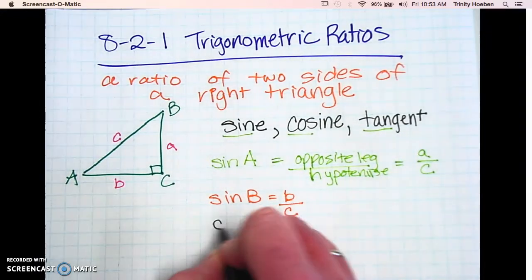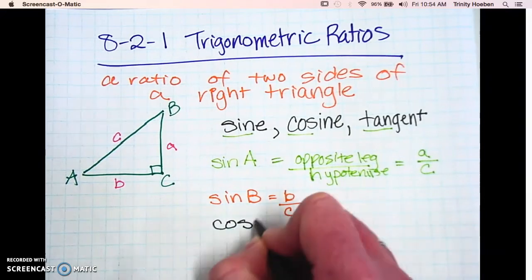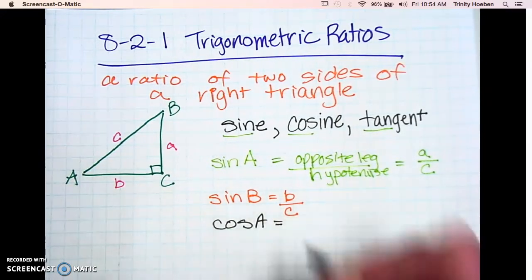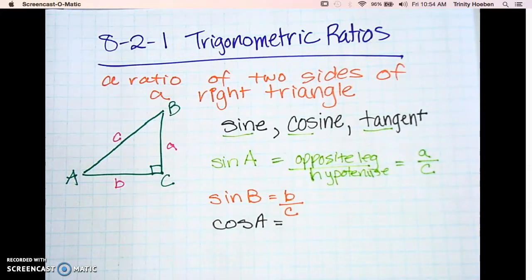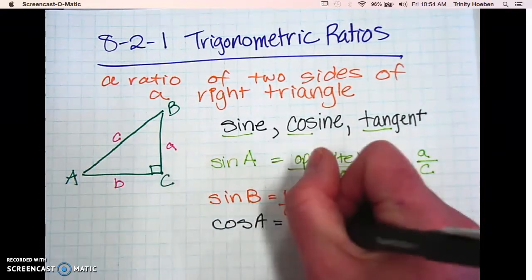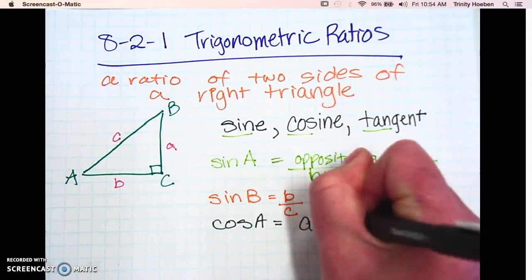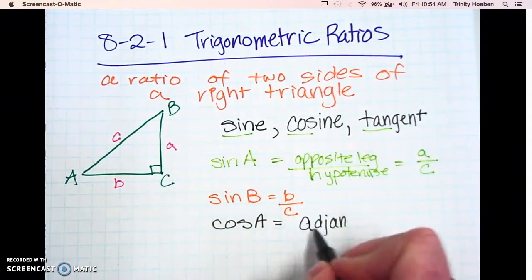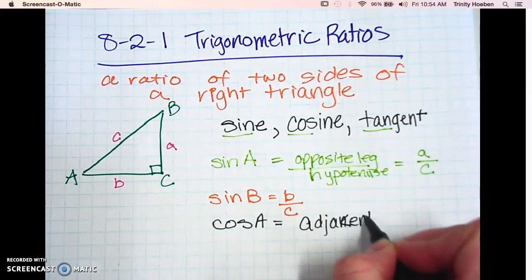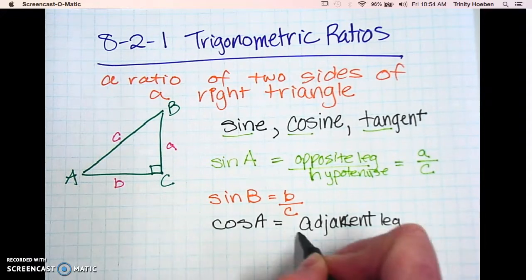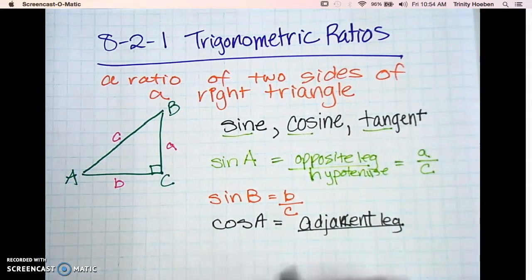Then you're going to be asked to find the cosine of angle A. And cosine has a different ratio. Its ratio is the adjacent leg, let's spell that correctly, over the hypotenuse.